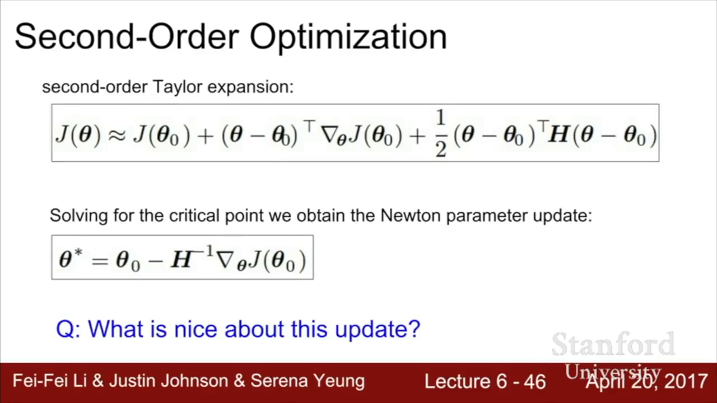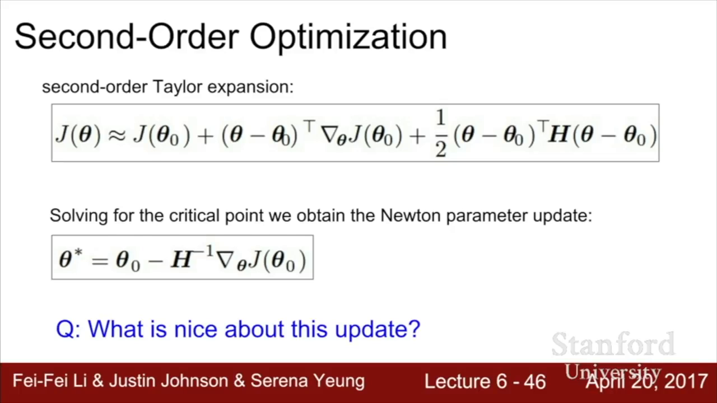When you generalize this to multiple dimensions, you get something called the Newton step, where you compute the Hessian matrix, which is a matrix of second derivatives, and you end up inverting this Hessian matrix in order to step directly to the minimum of this quadratic approximation to your function. So does anyone spot something that's quite different about this update rule compared to the other ones that we've seen? Yeah, this doesn't have a learning rate.